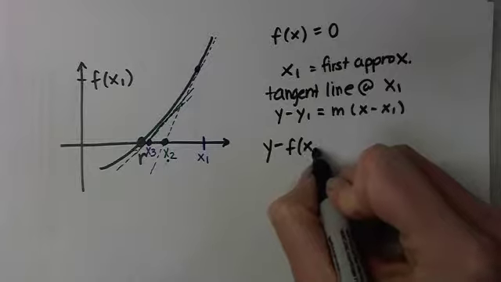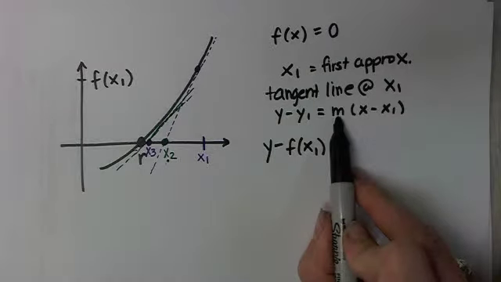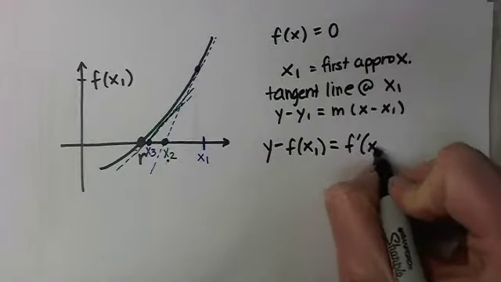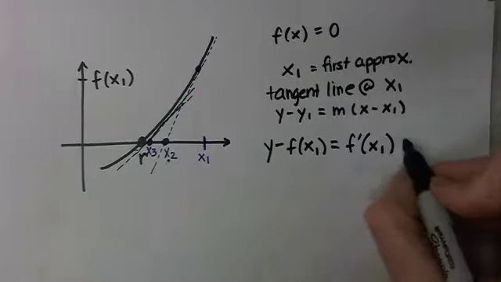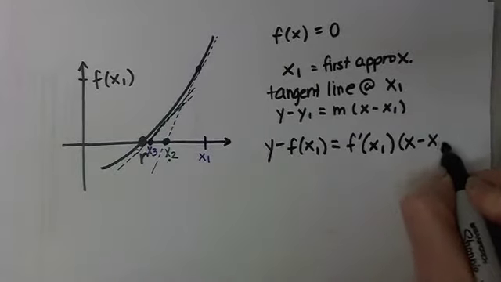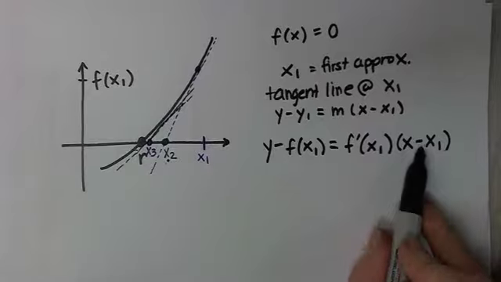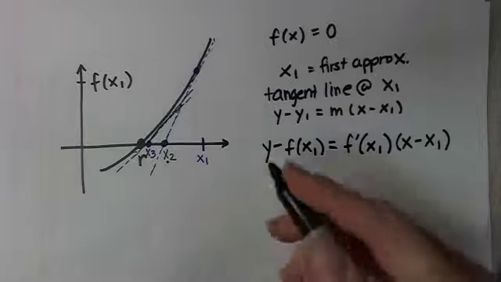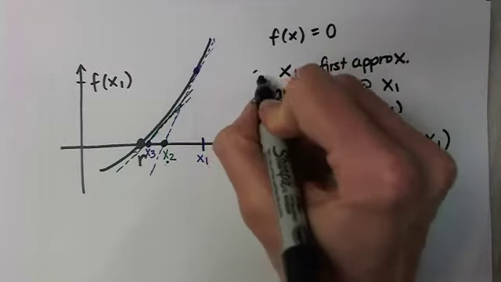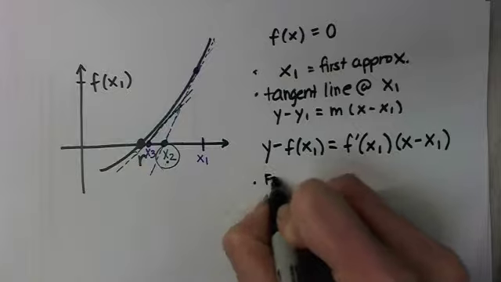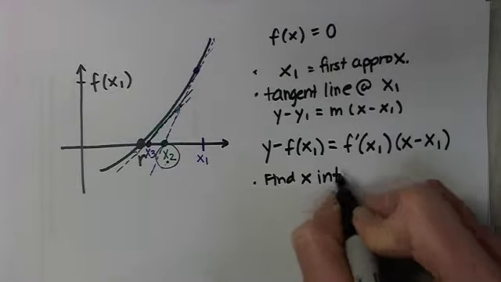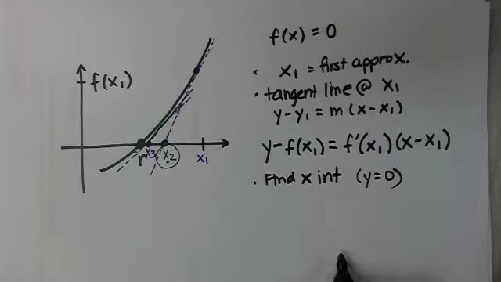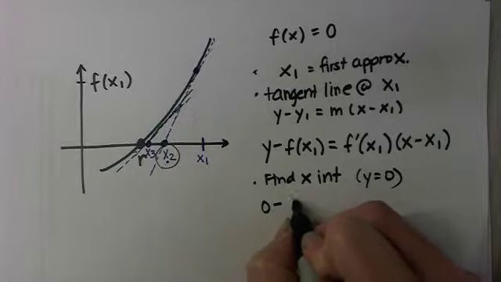So this is f of x1 equals, we know to find the slope, the slope of the tangent line is the derivative evaluated at x1, right? And then times x minus x1. So there's the equation of this tangent line here in blue. Now we want to find the x-intercept of this line. Well, you find the x-intercept by setting y equal to 0. So we plug in 0 for this y right here.